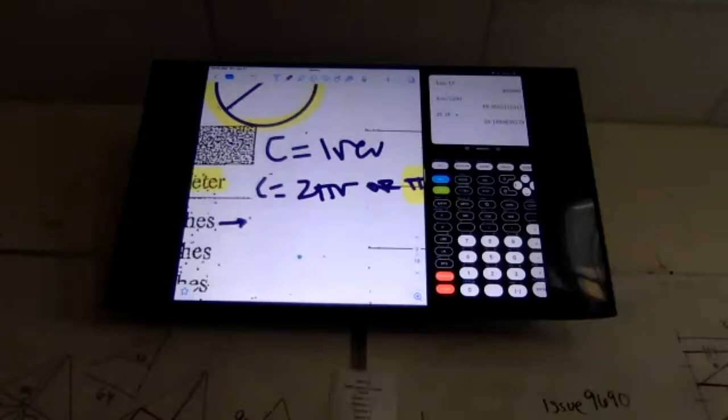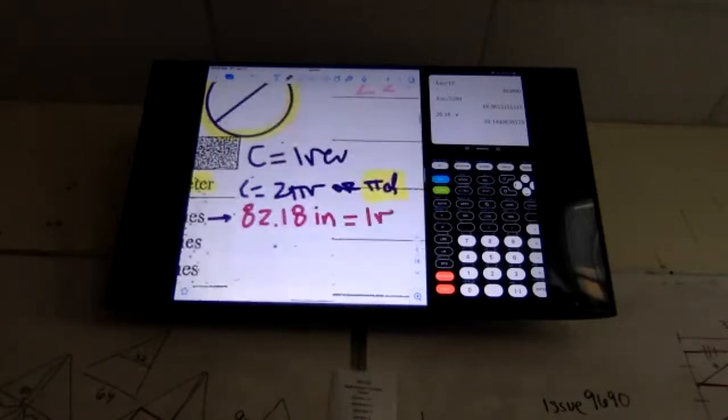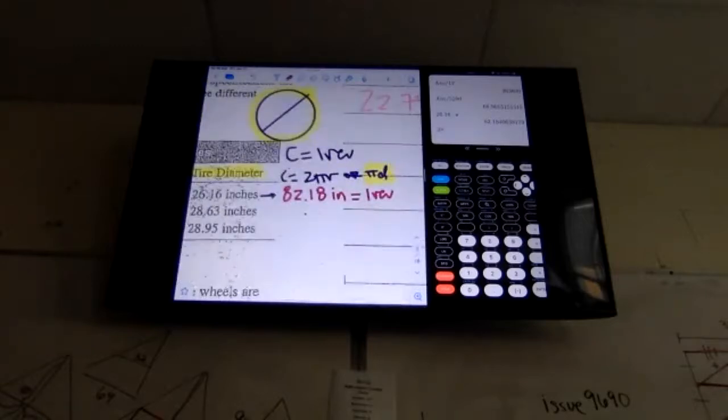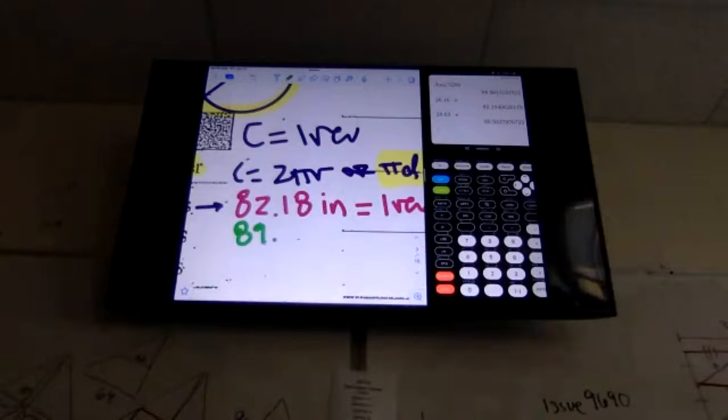Mine is if I do second caret, the button above the division sign. And remember, like we said, that's our circumference, or what we said is one revolution. All right, I'm going to keep doing that. 28.63 times pi, I get 89.94.